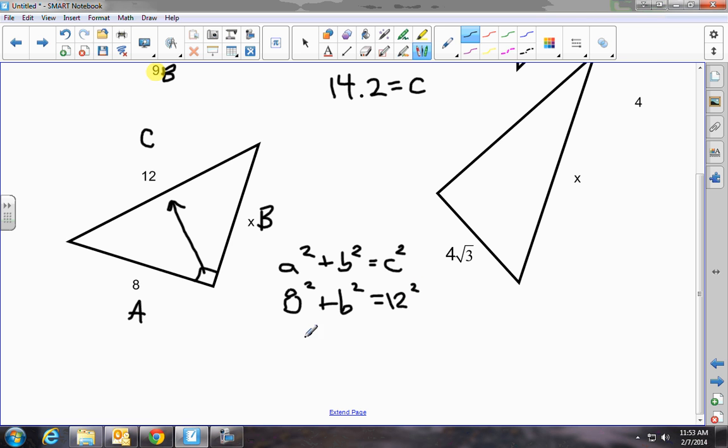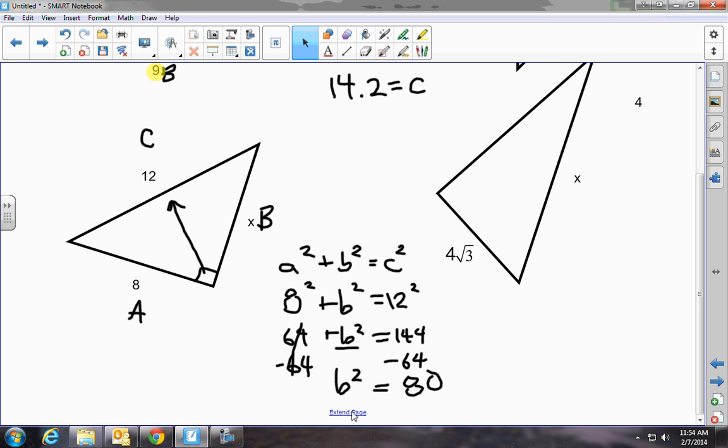Okay, now we'll just solve like a typical algebra problem. 8 squared is 64. B squared stays B squared. And 12 squared is 144. All right. Okay, remembering that we're trying to isolate B, we want to solve for B. So we're going to subtract 64 so that we can get B by itself. Over here, 64 minus 64 eliminates. We're still left with our B squared. And 144 minus 64 is 80.